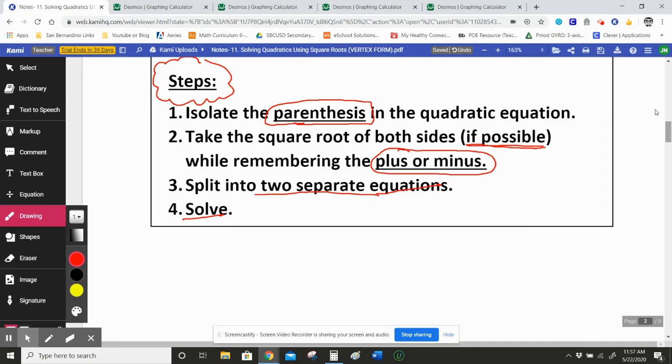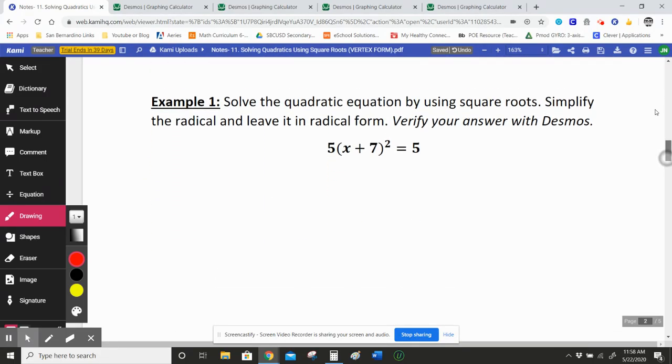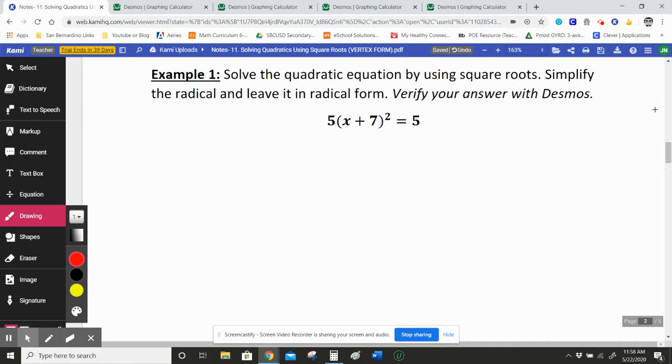I'm going to go ahead and check the answers with Desmos. I already have the answers ready to go. So you guys can see that it actually does match up if you want to check your work. So jumping right into example number 1. Example 1 says solve the quadratic equation by using square roots. Simplify the radical, if you can. And then verify your answer with Desmos. That way you can make sure you did it correctly. Now remember, for the radicals in Desmos, you have to convert them into decimals because Desmos, for whatever reason, doesn't like to put the answer as a radical. So you have to use a calculator to double check.